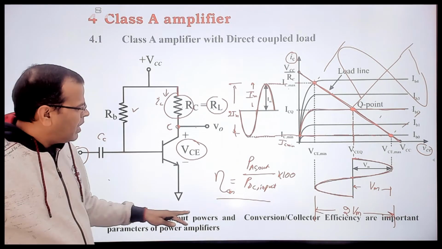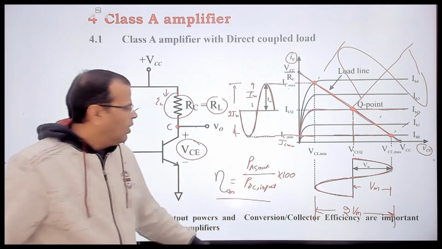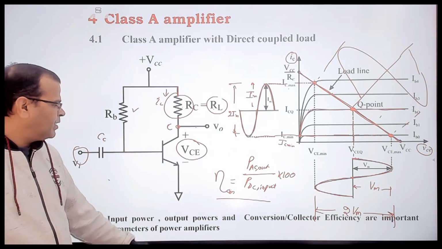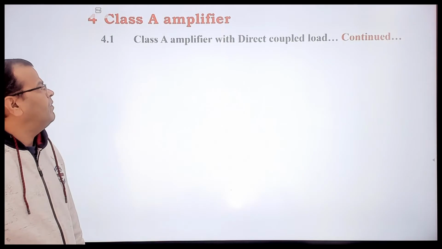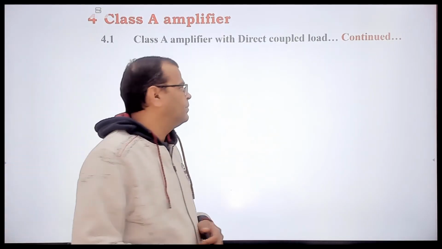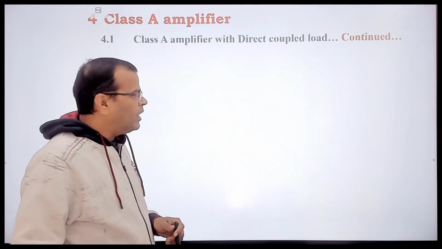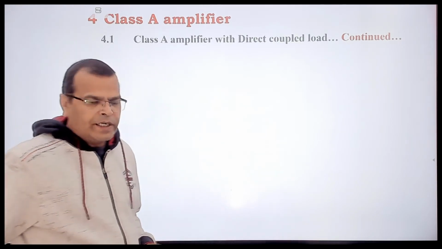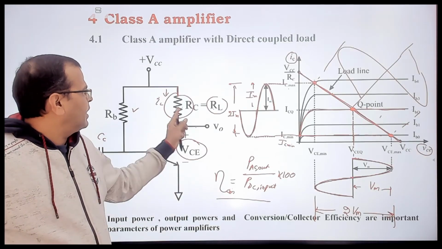So input power, output power and conversion or collector efficiency are important parameters of the amplifier, and we will try to find them out. Here I will be referring to this circuit again and again.